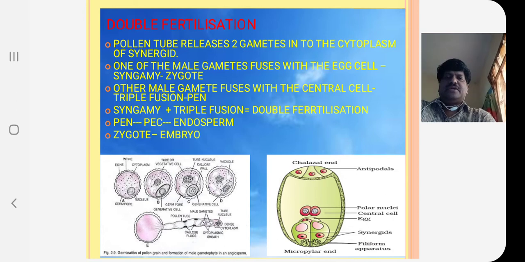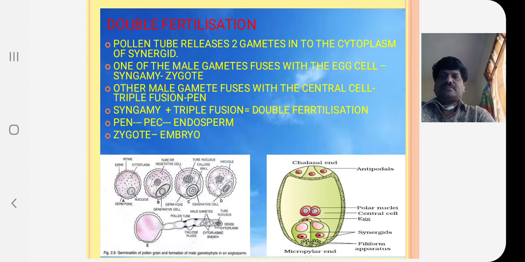You can see in this embryo sac three cells towards the chalazal end, and three cells towards the micropylar end. In the micropylar end you can find two special cells having the filiform apparatus that can escort the pollen tube, and they are the synergids. In the synergids only there will be release of the two male gametes. On the left-hand side, the pollen grain germinates and forms the pollen tube, and this pollen tube has two male gametes and one tube nucleus, that is the nucleus from the vegetative cell.